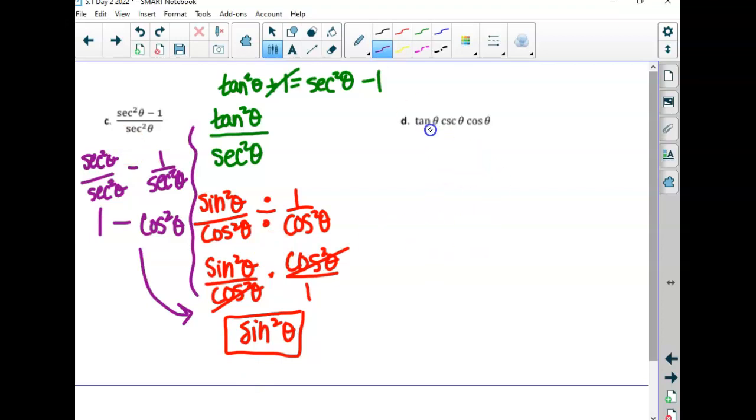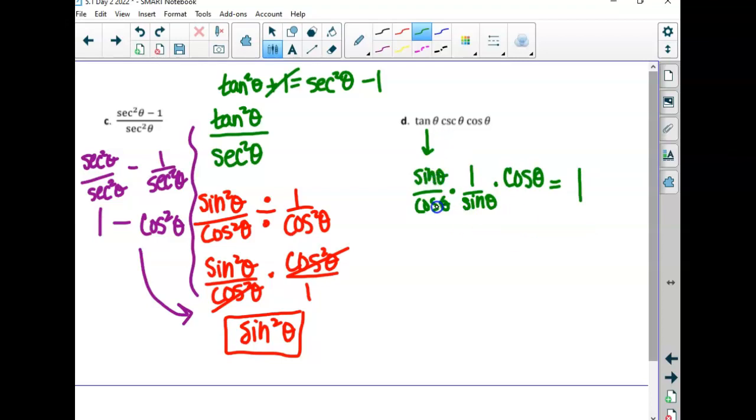All right, can you guys try D? I think just change it to sines and cosines. It's just multiplying. Give you a little confidence back after doing 2 funky ones. What'd you get? Did everybody get one?